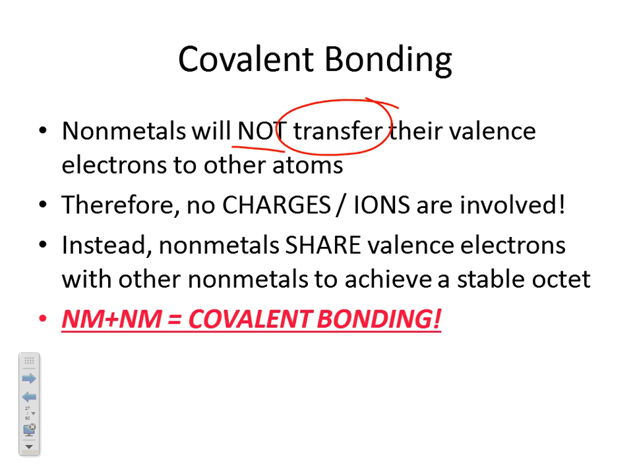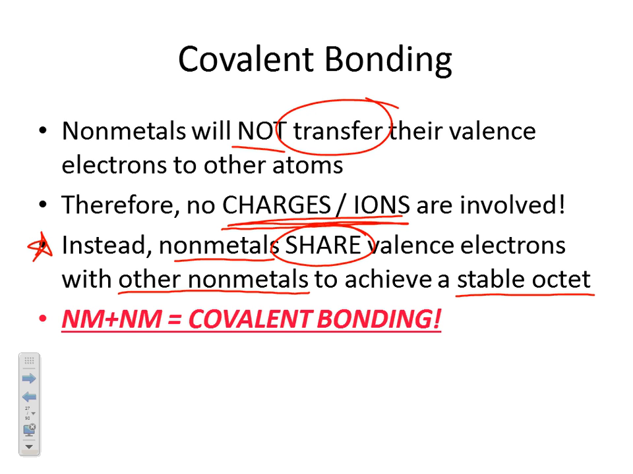So because there is no transferring of electrons, because they're simply keeping what they have and they're not interested in giving any away, we actually wind up not having any charges or ions involved. There are no charged particles involved in covalent bonding because what we have instead is a sharing of valence electrons between nonmetal and other nonmetals. And the reason that they share is like, okay, I have 5 and you have 5. If we pool our resources together, we can both have a stable octet around our outermost shell if we share 3 apiece.